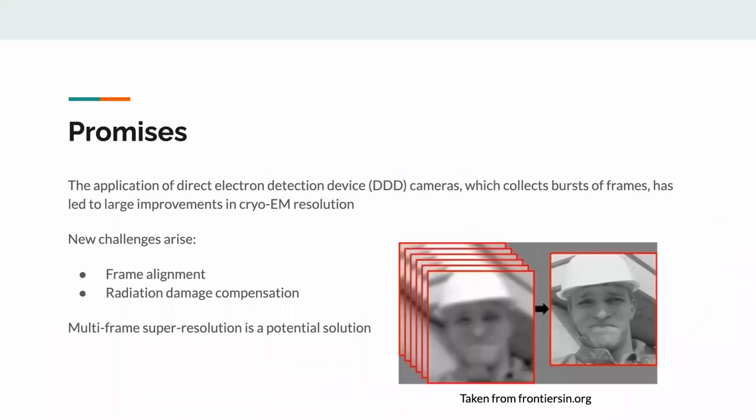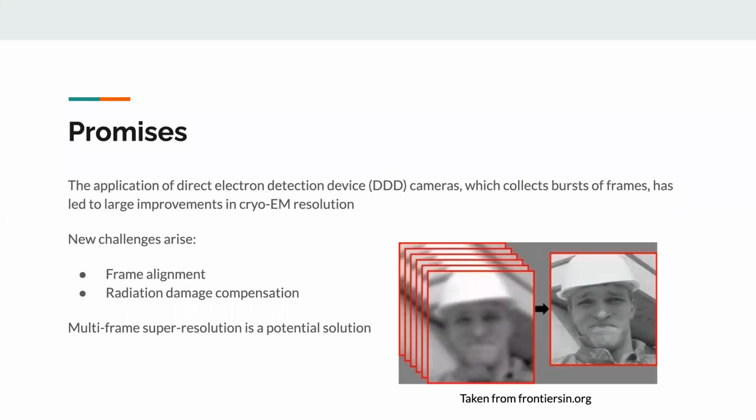In recent years, large improvements in Cryo-EM resolution are the result of the application of direct detection devices, DDD cameras, which collect bursts of frames. These developments do not come without challenges. 1. Frame alignment. Individual frames are very noisy because there's a limit on the electron dose used for imaging. Think of taking pictures in very low light conditions.